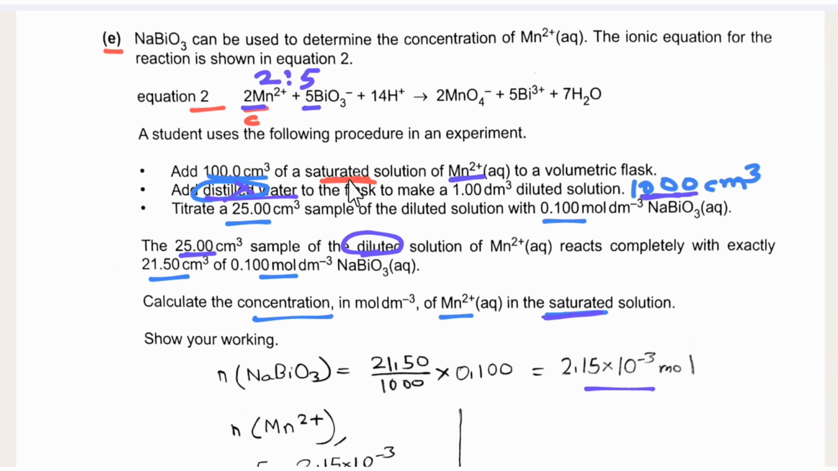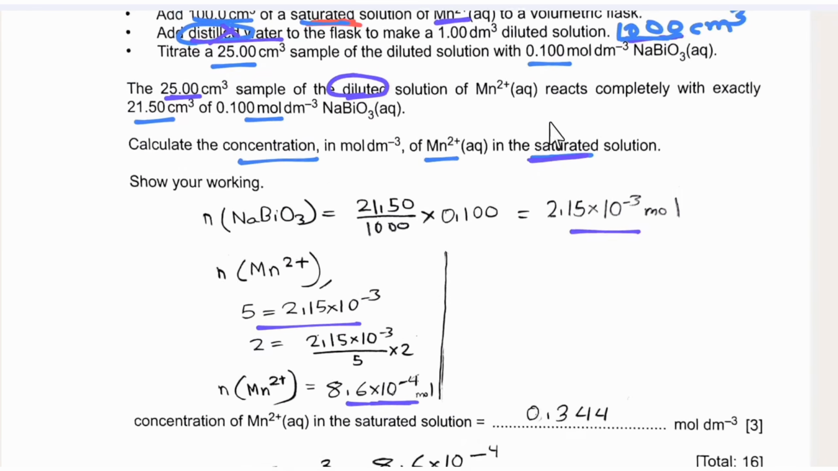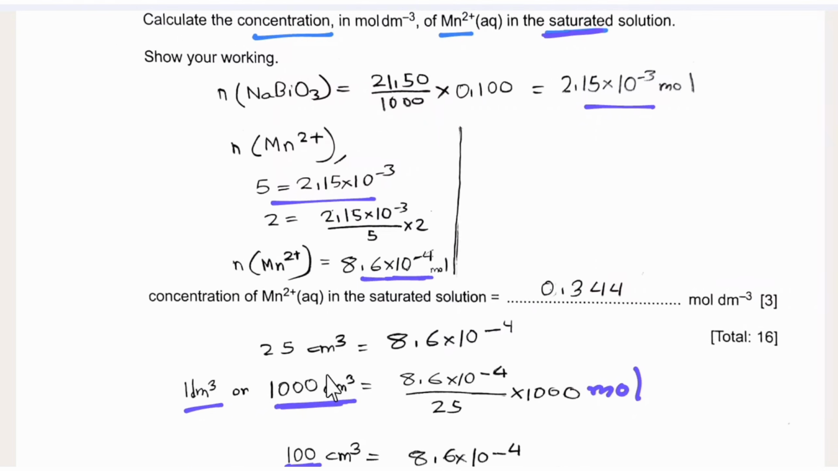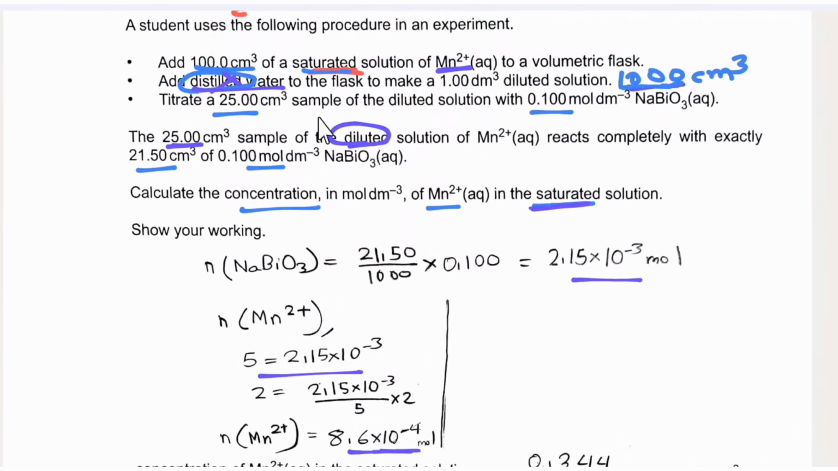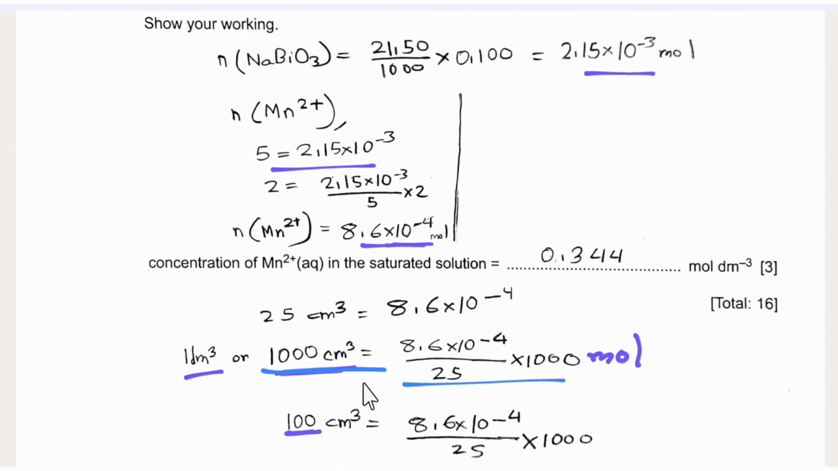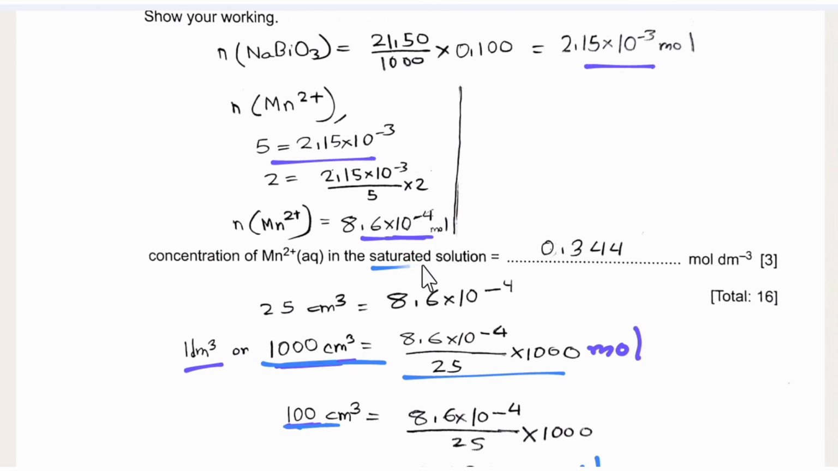So for 100 cm cube of saturated solution, we get the same number of moles of Mn2+ as for 1 dm cube or 1000 cm cube of the dilute solution. That means the number of moles in 1000 cm cube of dilute solution is the same as in 100 cm cube of saturated solution. So this is the number of moles, and we need to find the concentration in the saturated solution.